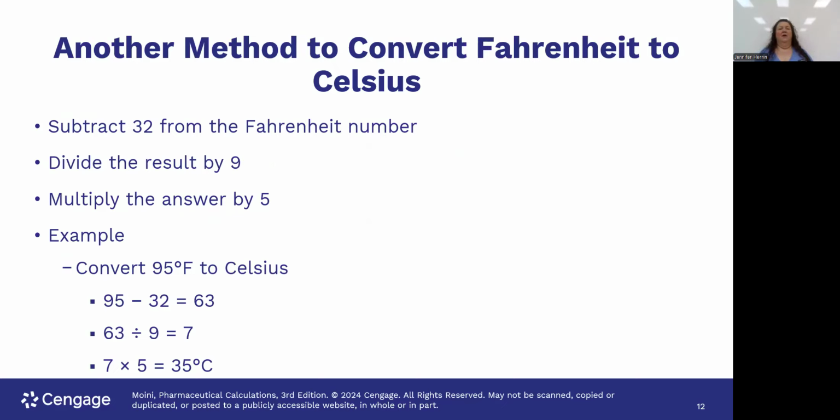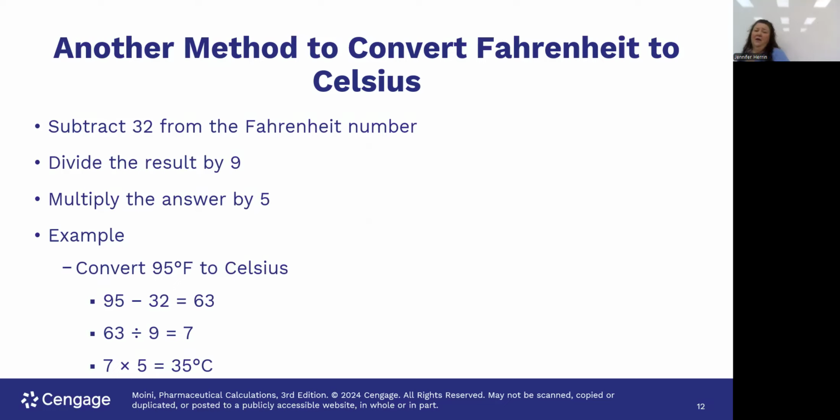They give you another method to convert from Fahrenheit to Celsius, and that is to subtract 32 from the Fahrenheit number, divide the result by 9, multiply the answer by 5. This is the universal formula, I do believe, but the way they're wording it is unique. So again, that formula was 5F is equal to 1.8C plus 160. So it's not quite the same formula, but they are using another formula here.